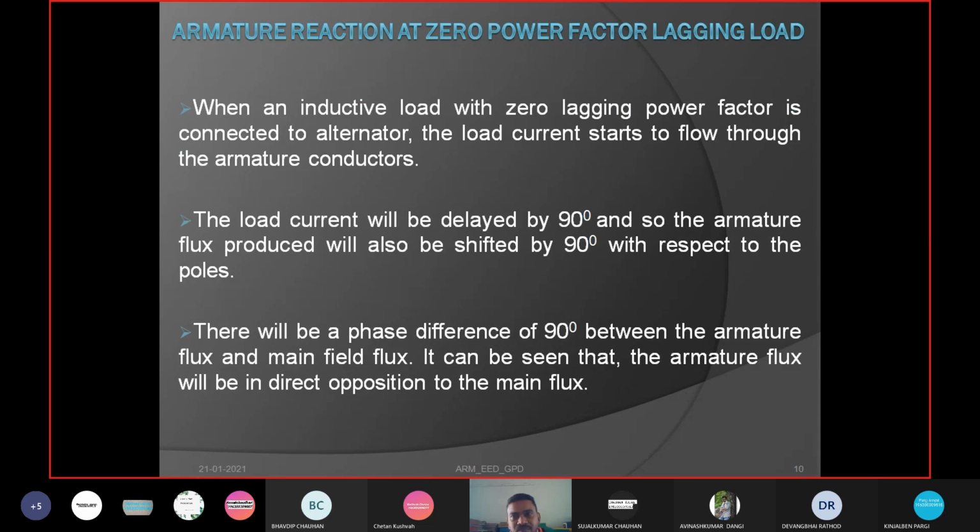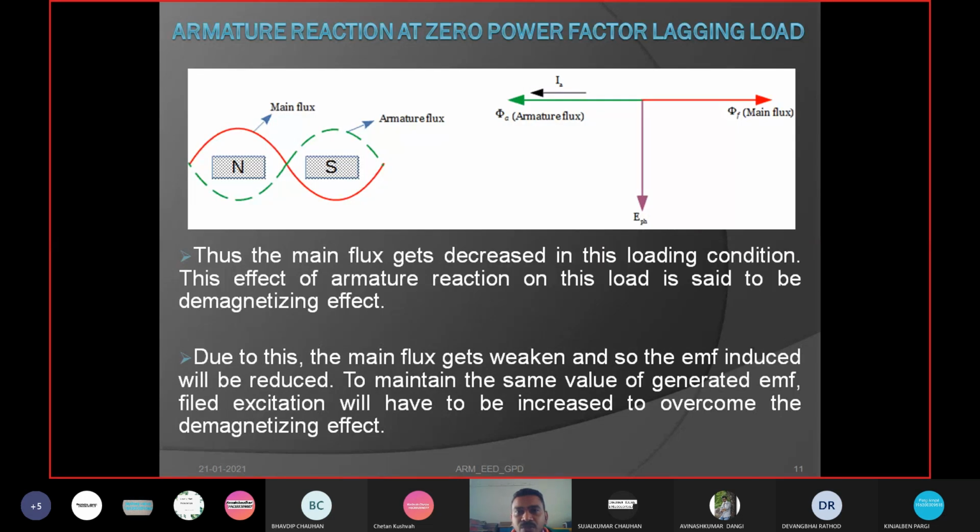Okay, now next we discuss the armature reaction for lagging power factor. We know that an inductive load has a lagging power factor. When an inductive load with zero lagging power factor is connected to an alternator, the load current starts to flow through the armature conductor as usual. Here the load current will be delayed by 90 degrees, and so the armature flux produced will also be shifted by 90 degrees with respect to the poles. Okay, so look at this.